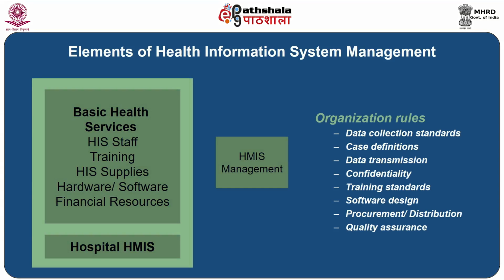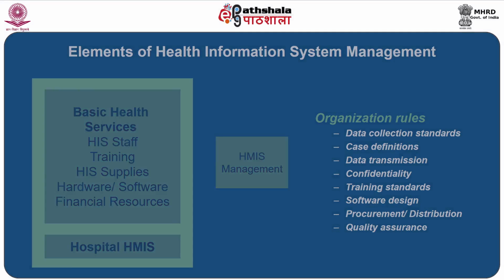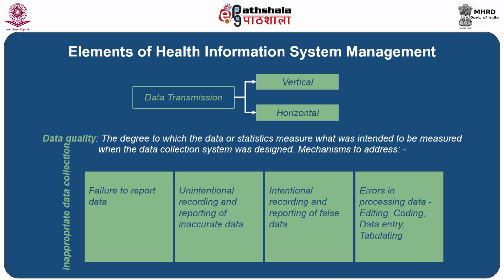Some of the important elements of health information management system include organizational rules, as we already discussed, but what should be the organizational rules for? There should be specific organizational rules for data collection standards, case definitions, data transmission, flow of information, confidentiality, training standards, software design, procurement and distribution, and quality assurance. The data transmission may occur as vertical or horizontal levels. Usually it occurs at both the levels. And it is important to maintain data quality.